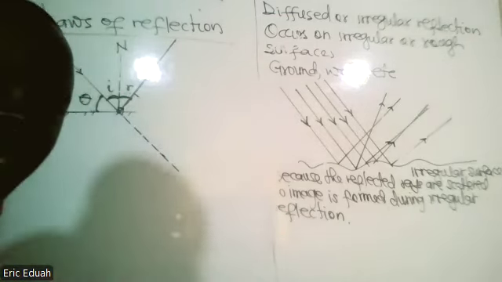Okay, so the extent of deviation of the incident ray is a measure of the angle of deviation.